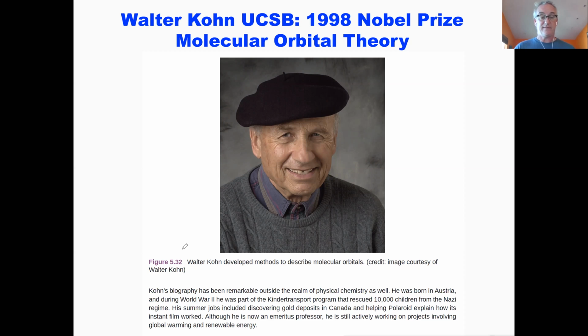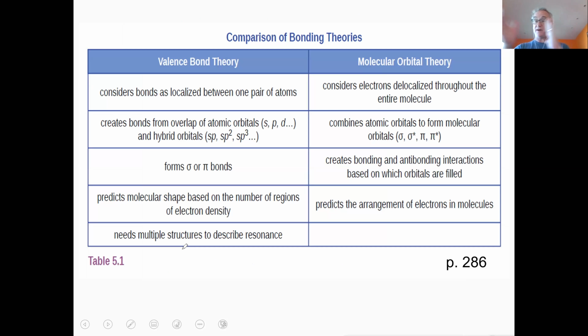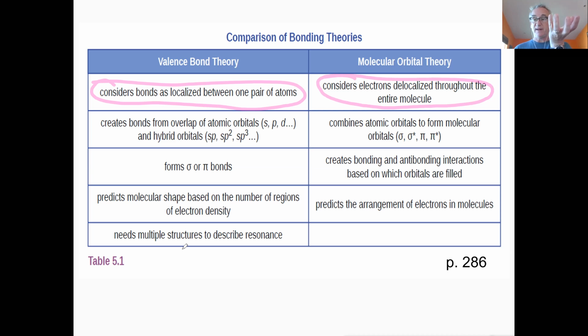It's a fascinating life. And so here's the basic comparison, the breakdown between the two theories. The one we've been learning about so far is valence bond theory, which is the hybridization model. That's bonds localized between a pair of atoms. I've got an atom here, an atom here, and there's my bond. But when we look at molecular orbital theory, it considers electrons to be delocalized around the whole thing. We're just going to add together how many electrons are considered bonding electrons and how many are considered anti-bonding electrons. So that's one major difference.